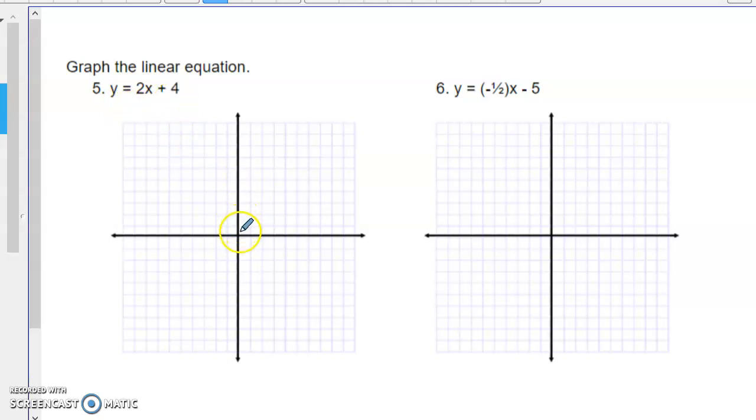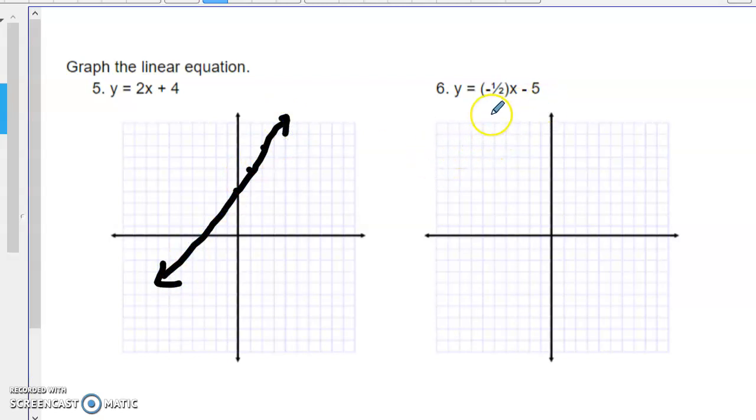For this one, it says the y-intercept is 4, so that means it crosses the y-axis here at 4. And it has a slope of 2. What that slope of 2 means is I go up 2 and over 1. So up 2 over 1, up 2 over 1, and that would be my graph for this equation. Then I would just draw a straight line through those points.